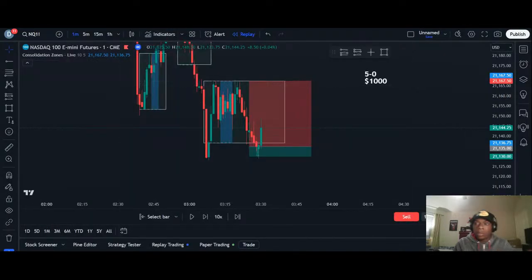So yeah. TradingView the best. TradingView is what I use to back test. It's going to cost you like $15 a month to be able to do it.